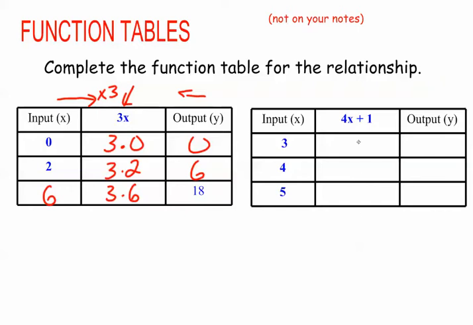Okay? And then here's just a 2-step one. So I'm going to plug it in. 4 times 3 plus 1. That would be 12 plus 1 is 13. 4 times 4 plus 1. That's 16 plus 1 is 17. And 4 times 5 plus 1 is 21.